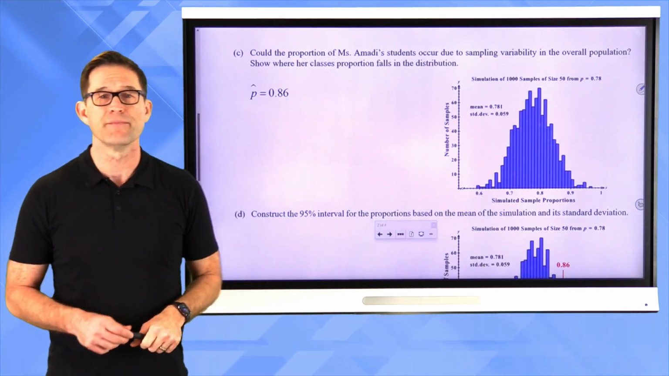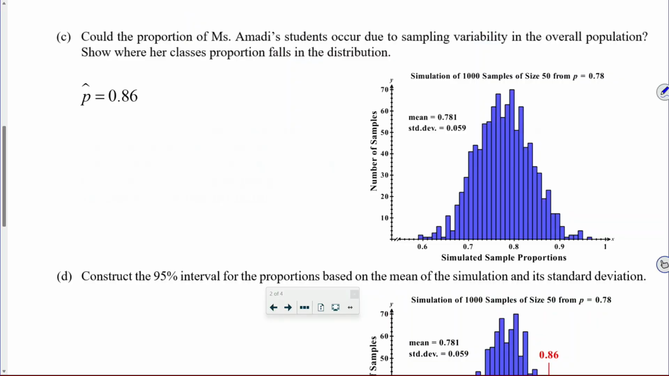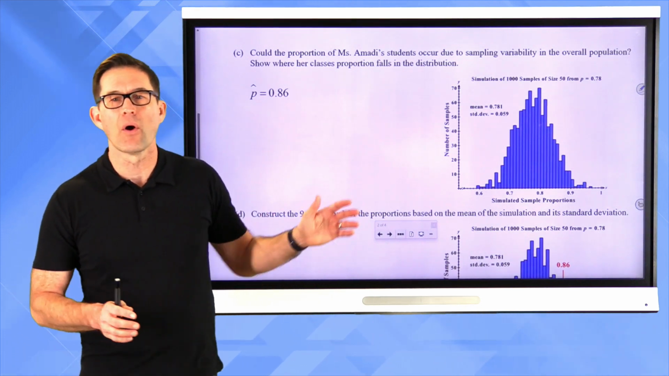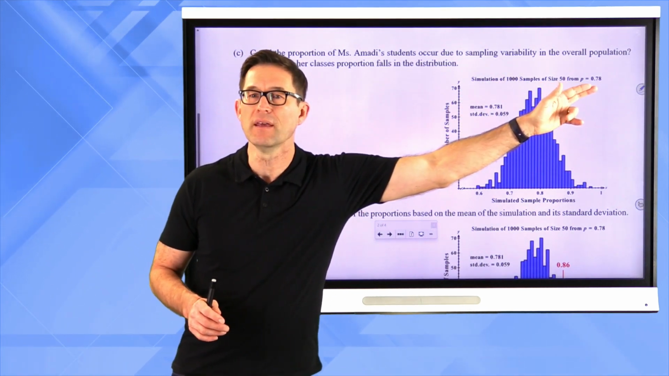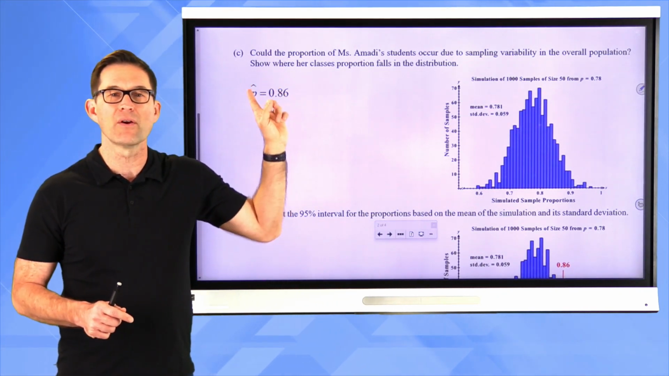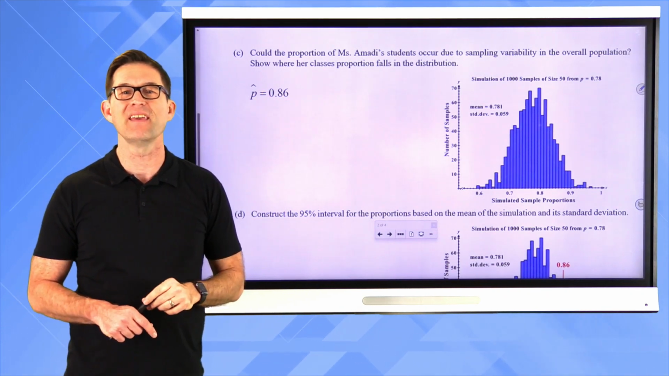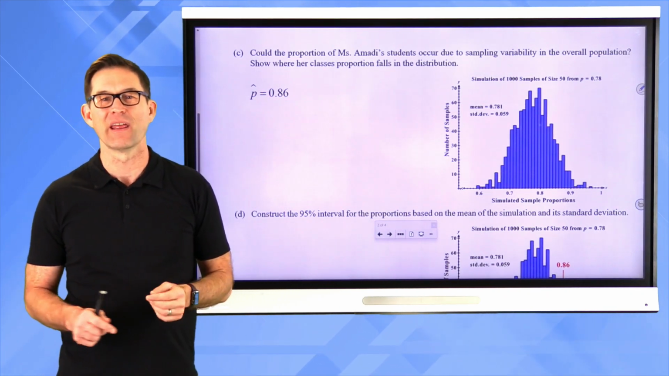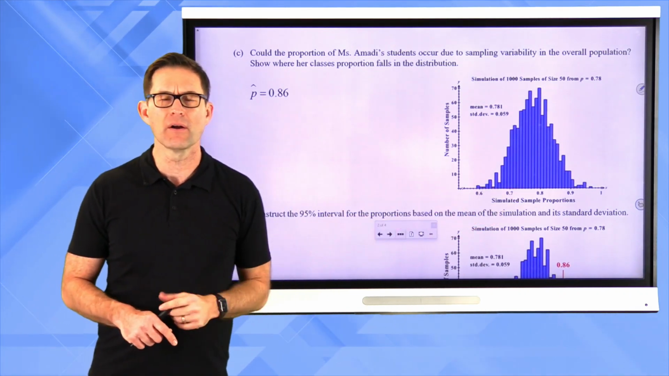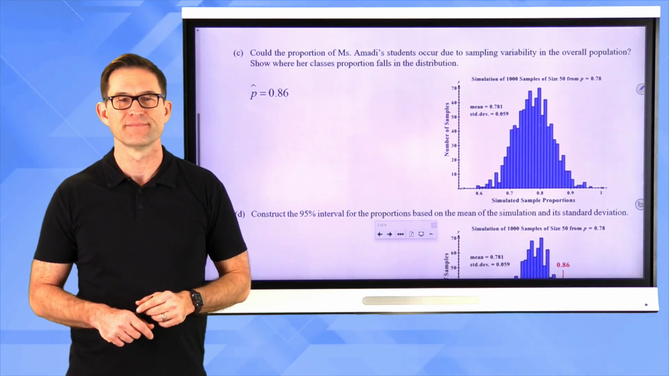Now let's take a look at letter C. Could the proportion of Ms. Amati's students occur due to sampling variability in the overall population? Show where her class's proportion falls in the distribution. All right, so we talk about the overall proportion being p = 0.78. When we talk about a sample proportion, we often put a little symbol on top of it like this. We often call it p hat. I know that's kind of funny, but the sample proportion p hat is 0.86. Does that occur somewhere in here? If so, see if you can find it.